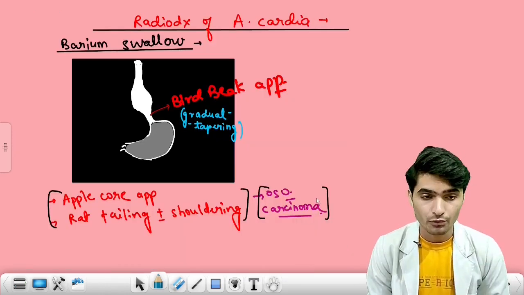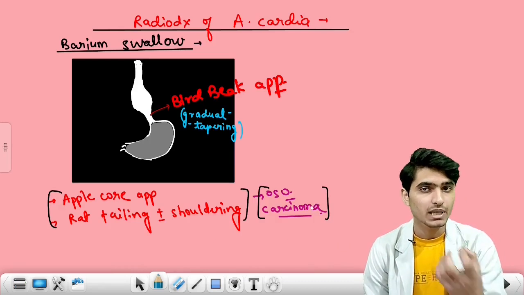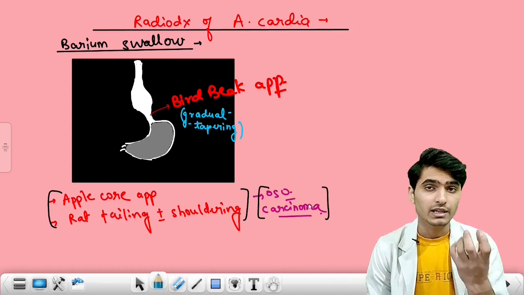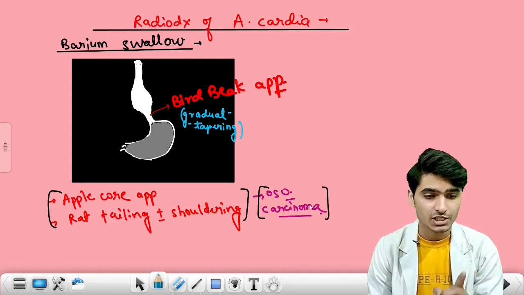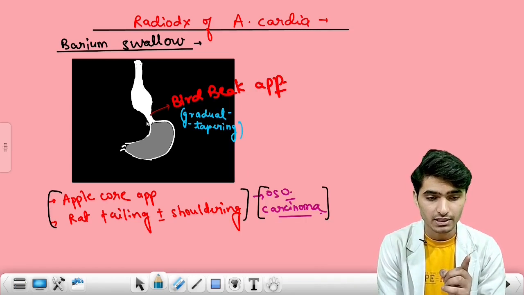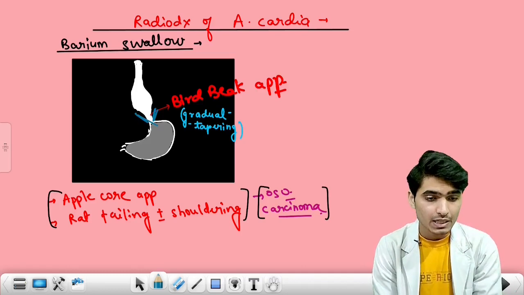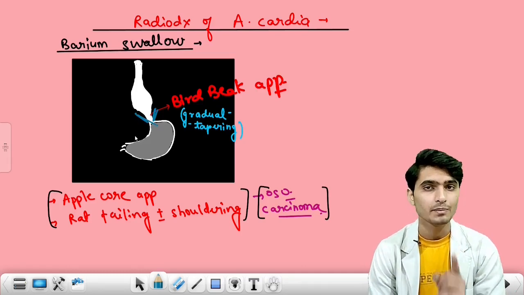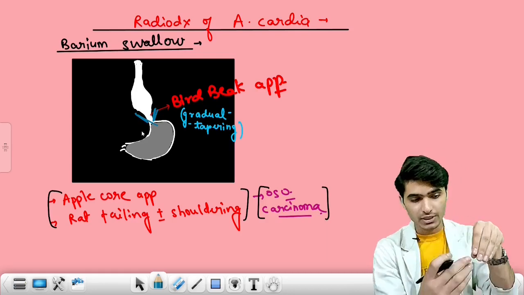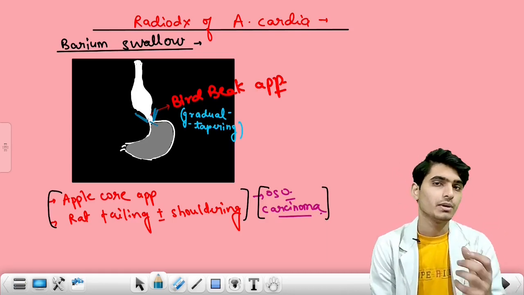So guys, we will go for the radiodiagnosis of achalasia cardia, and we have to go for the barium swallow. The whole esophagus is stained, radiopaque, and after this we will go for the x-rays, and we will find there is a gradual tapering. The gradual tapering of the lower end of the esophagus is seen in the form of the bird beak appearance. So this is the gradual tapering in the form of bird beak appearance.